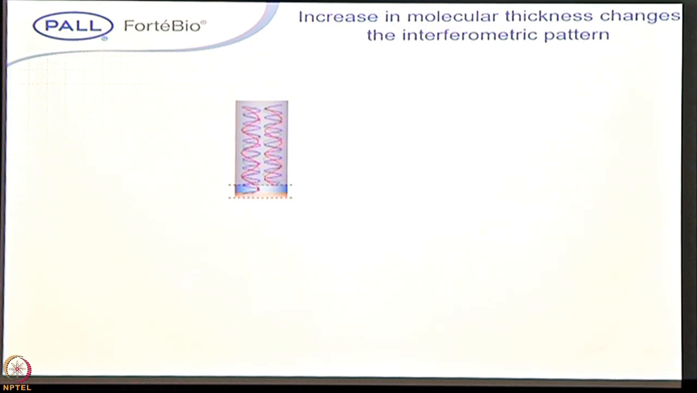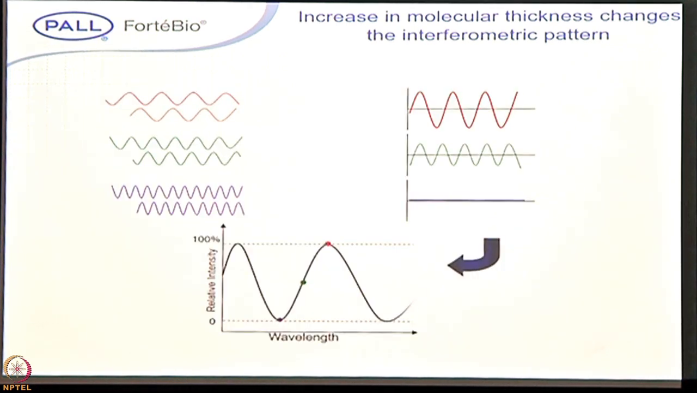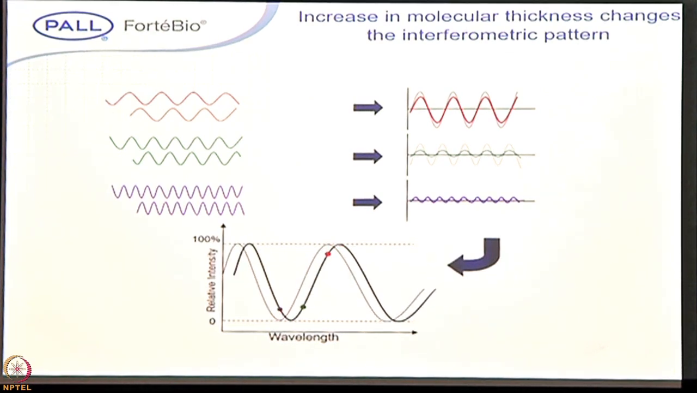What happens when the same sensor is dipped into the corresponding binding partner? Earlier there was only light reflecting from the blue colored layer. Now there is one more, orange layer, which is also reflecting light. Once again, if you look at all these waves, earlier the plot was like this. As the molecule starts binding to the sensor surface, you can see there is a shift in the interference pattern.